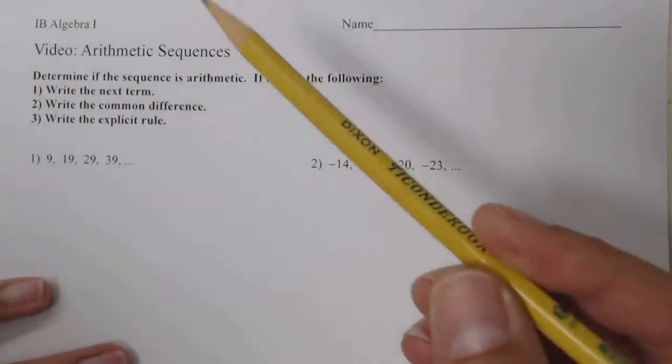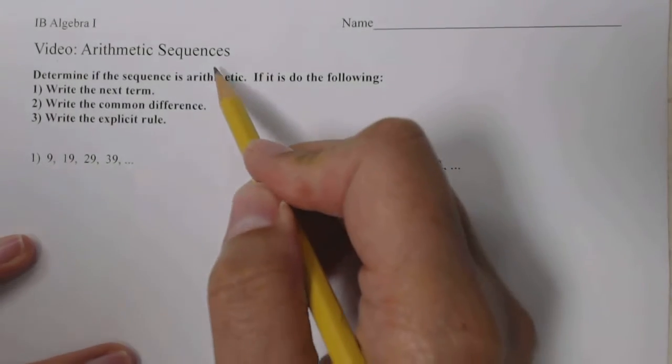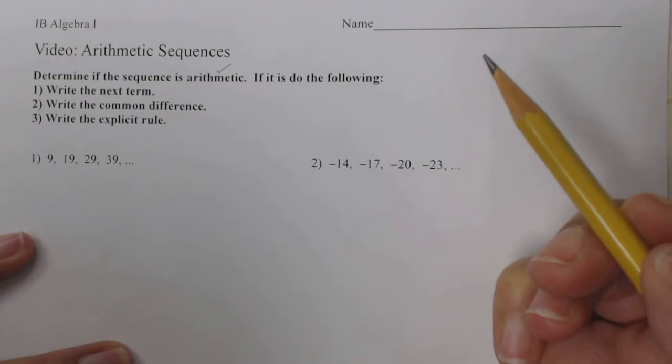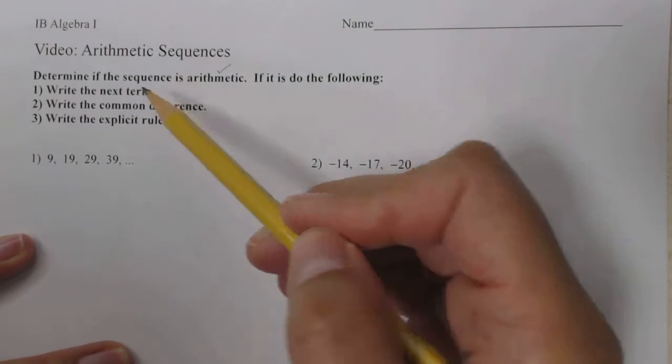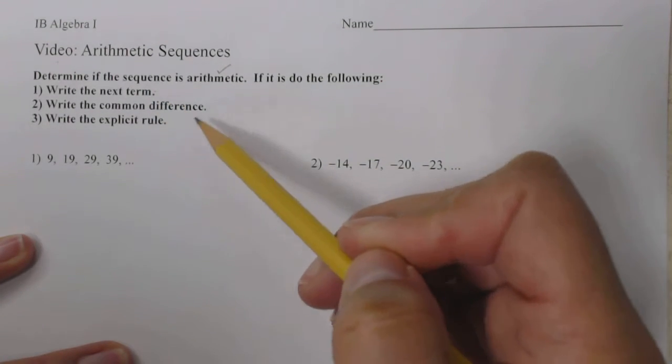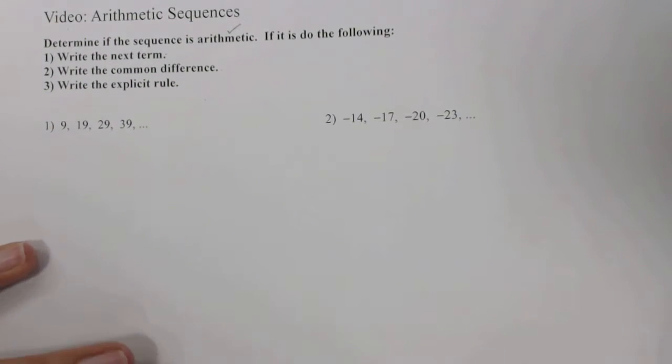So let's go. The directions say determine if the sequence is arithmetic. So that's the first thing that we have to do. We're going to either write yes or no. If it is, do the following. 1, we have to find the next term. 2, we have to write the common difference. And 3, we have to write the explicit rule. All right, so let's tackle this first one.